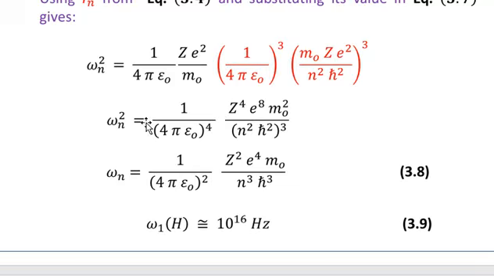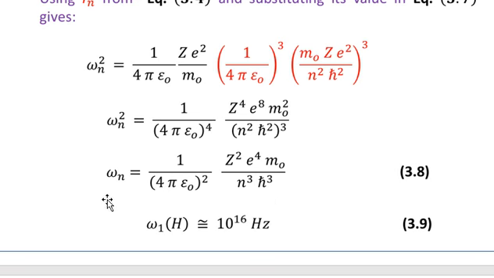And you can also find out the value of omega n over here. That is taking the square root of both sides of this equation. You will get finally the value of omega n, which is equal to 1 over 4 pi epsilon naught raised to the power 2 multiplied by the term which contains z square e to the power 4 m naught divided by n cube and h bar cube. So this is shown in equation number 3.8, and the omega n is given by equation number 3.8.